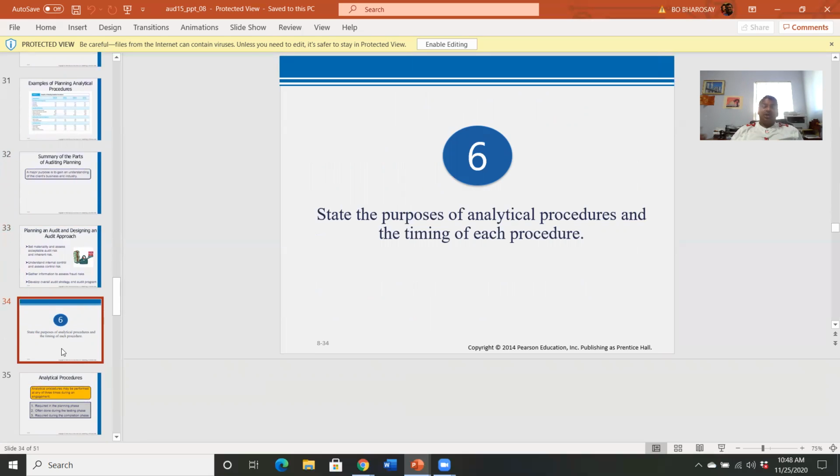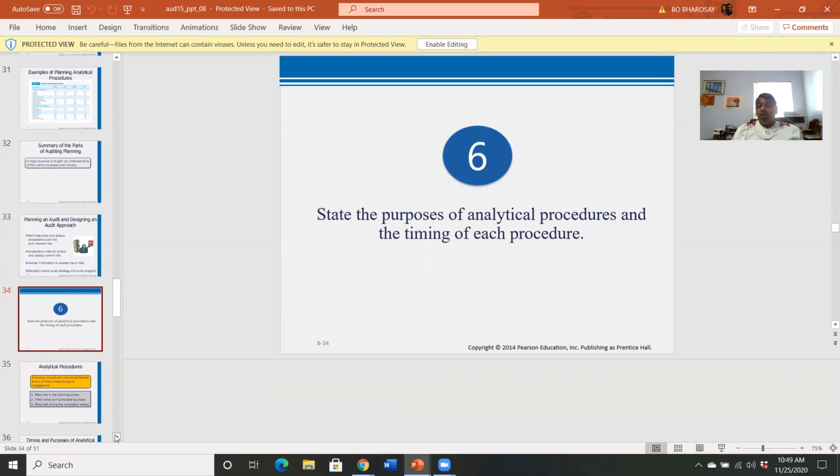State the purpose. Item 6, state the purpose of analytical procedure and the timing of each procedure. As I stated earlier, analytical procedures identify areas in the audit or in the client's financial statement where there may be unusualness. We have to use other audit tests to determine if something is actually going on.